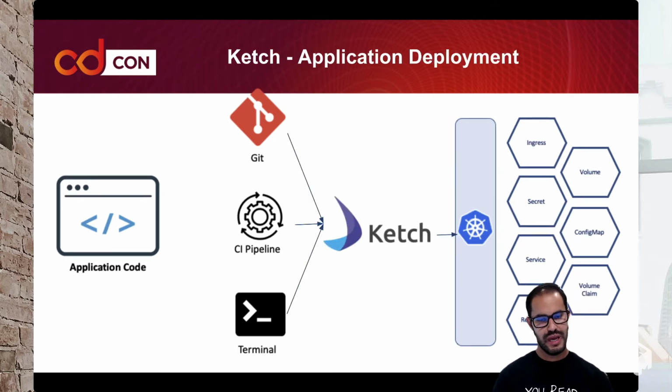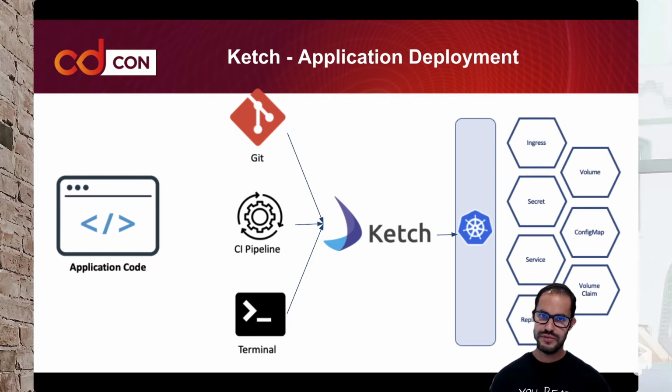And that's where Ketch comes in as a project. Ketch allows you to do exactly that. Ketch allows you to deploy your applications, and we're going to go through a demo right now, but deploy your applications from Git, pipeline, or your terminal in a way that you are focusing on your application code rather than creating and maintaining a bunch of Kubernetes related objects.